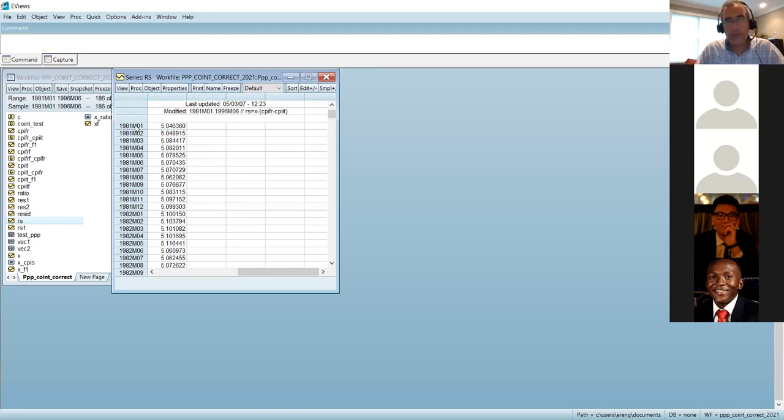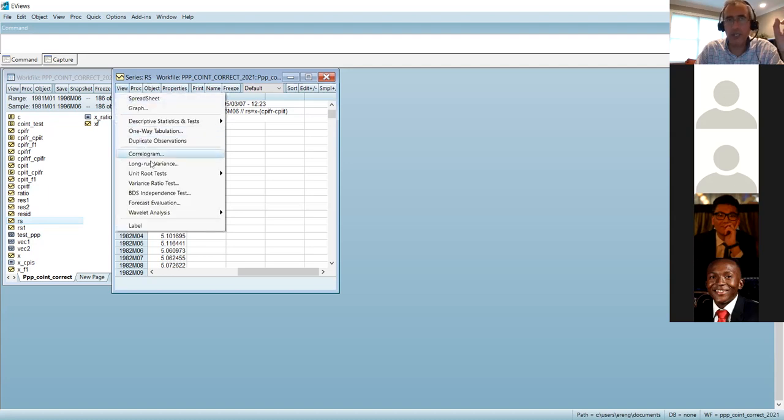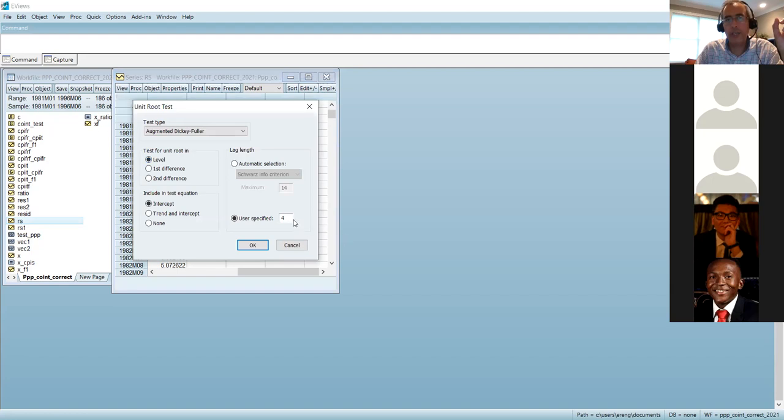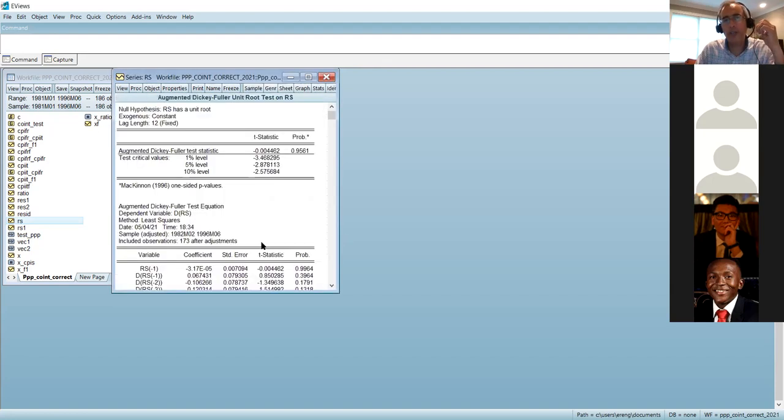We do the first difference ADF test. No. Remember, the first difference is to confirm stationarity of a series that is I one. Here I need to check I zero, just in levels. So what I need to do is unit root, standard, levels, and let's put again 12, because it's 12, and click OK. Make sense to you guys? You understand what I'm doing?